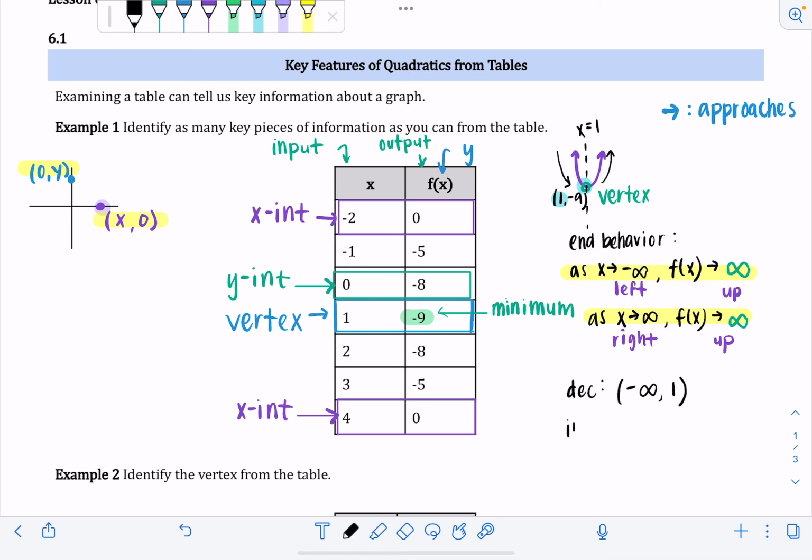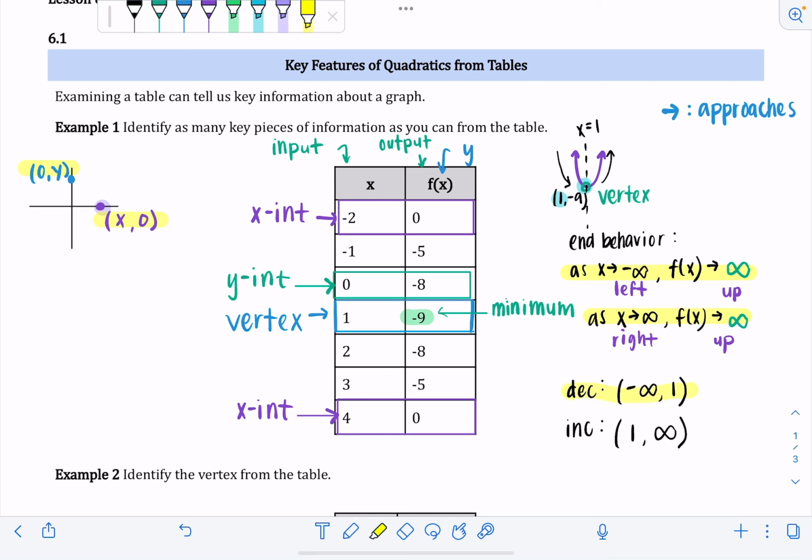And then for increasing, it's increasing after that line. So like this section over here is where it starts increasing. So after that would be between 1 and infinity, because it's where all the x values get bigger and bigger. So it'd be 1 to infinity. It's anywhere on the right side of that line.